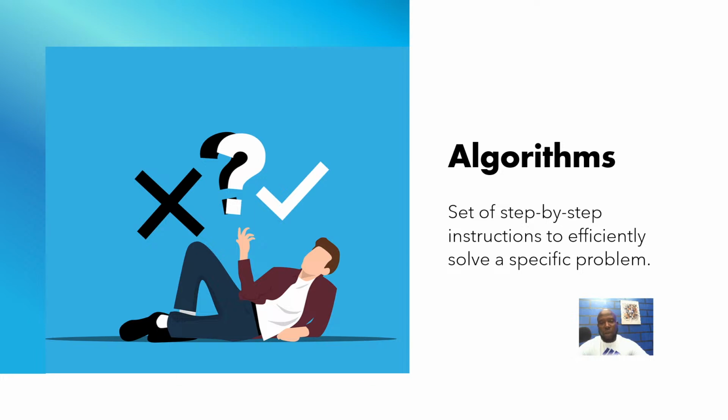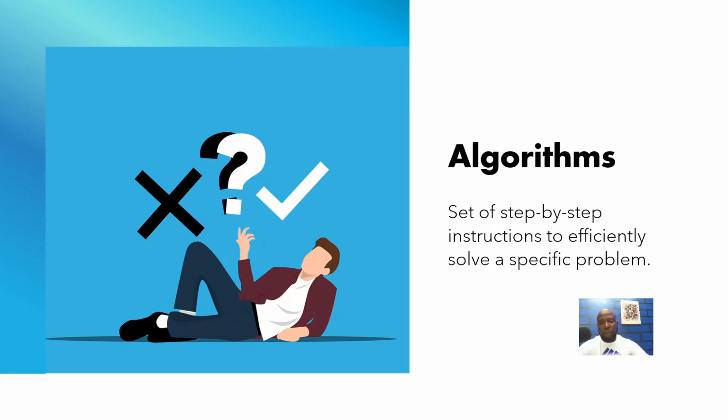So when we say algorithm, it is basically a step-by-step procedure for solving a problem. Here I wrote it as a set of step-by-step instructions to efficiently solve a problem. A lot of times it's not really about solving the problem that is the issue. It's about solving the problem optimally, solving the problem efficiently, and that is where algorithms and data structures come to play. So when we say step-by-step instructions to solve a specific problem, look at the word specific problem. You are solving a specific problem.